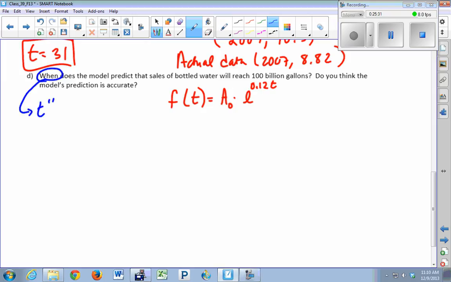So that means we're going to have to use all of the techniques we learned earlier for how to solve an equation that has an exponential in it, an exponential equation. So we're trying to solve for t now. So we're not plugging the value for t in, we're actually trying to find the value of t. So when does the model predict the sales of bottled water will reach 100 billion gallons? So where does the 100 go, the value 100? What do I substitute for 100?